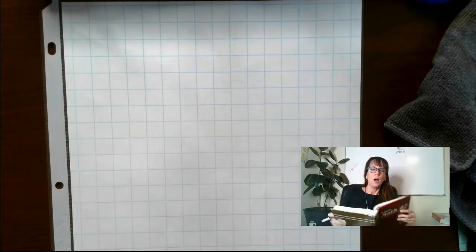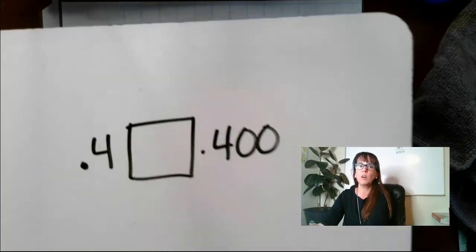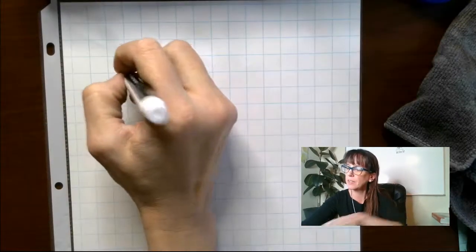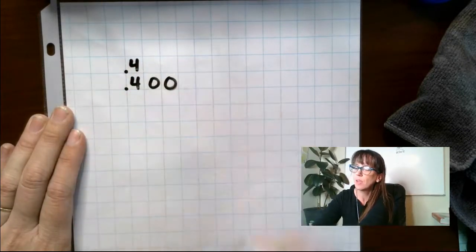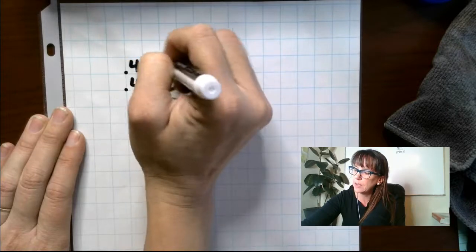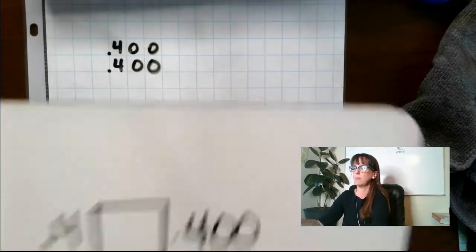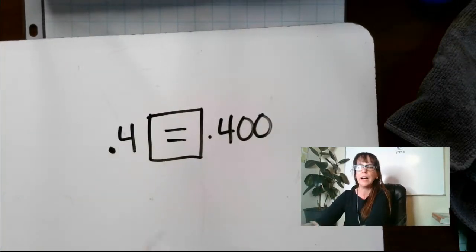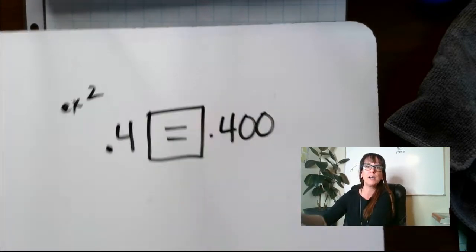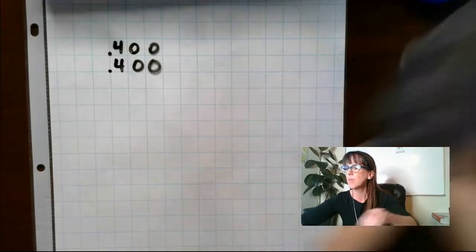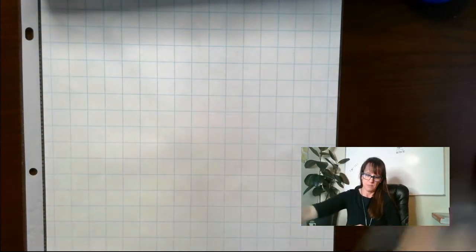Okay, so the problem is 0.4 compared to 0.400. If I put that there, 0.4, right? 0.400. Well, I've got to add some zeros here. And then you discover, oh, hey, those are the same thing. So this is going to be equals. Again, you need to write that whole thing down. This is example 2. You need to write that whole thing down. I don't want to just see the equal sign, okay? So with that said, let's do example 3.